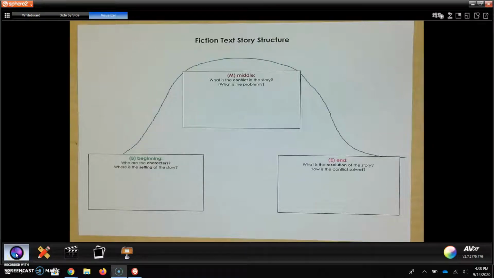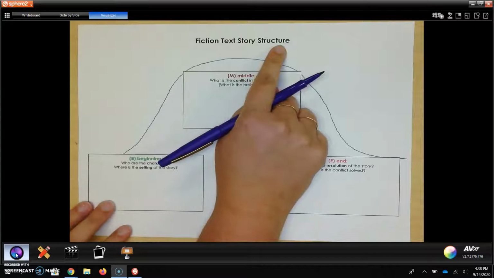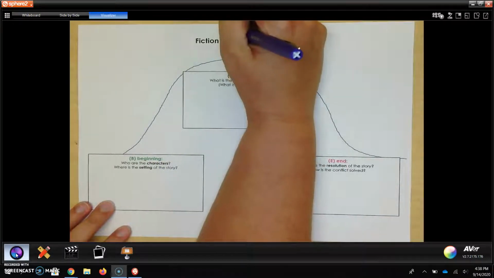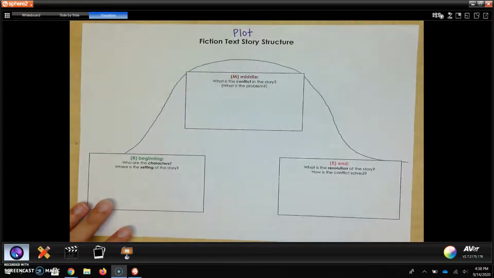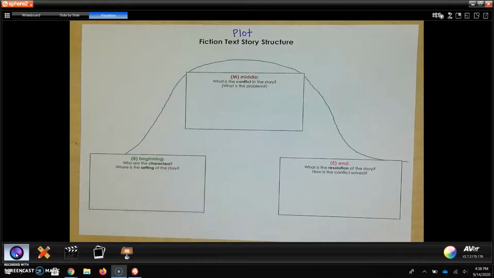So this week we're going to be talking about how an author organizes the events in a fiction story. And this organization is called the story structure. So an author's story structure is made up of the plot. I'm sure you've heard that word back in first grade. But plot is just another word for the events in a story.